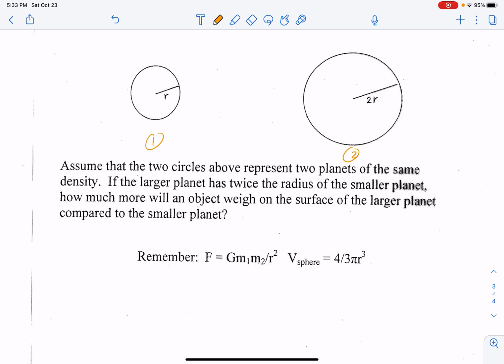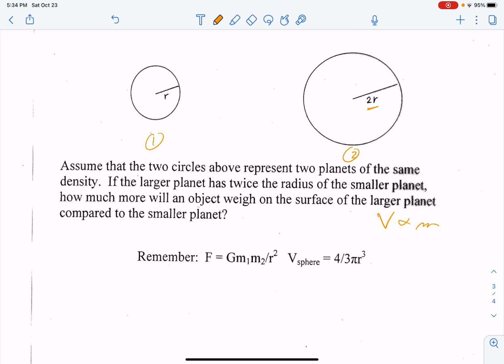And the larger planet has twice the radius that the smaller planet has. How much more will an object weigh on the surface of the larger planet compared to the smaller planet? Now, some things to remember way back from the first assignment that we did over the summer, at least some of you did it over the summer, and that is that your volume is proportional to the mass.